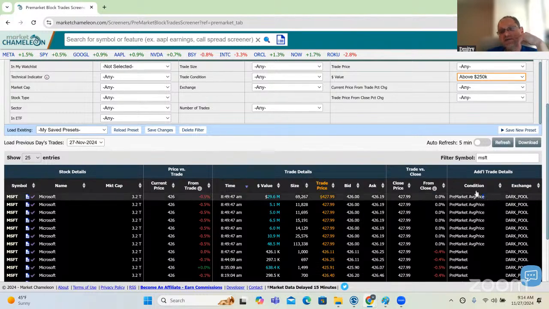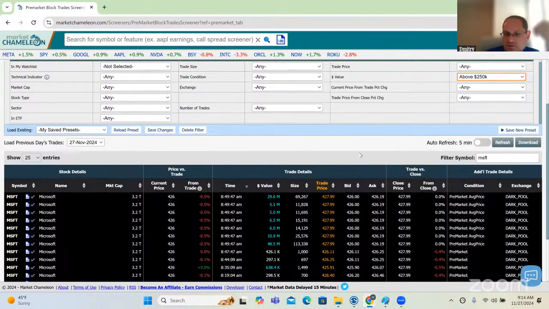But this one has a condition, average price. Okay, so that one is a little bit different. I'm not going to go into it, but keep in mind that's an average price. So that actually was a trade that wasn't exactly one block versus one block. Okay, it could be one block versus a bunch of matchups.